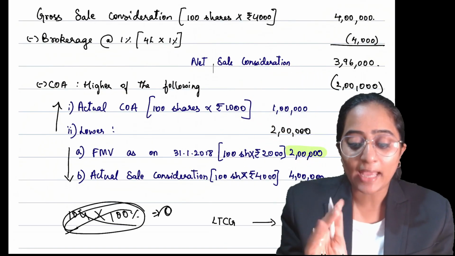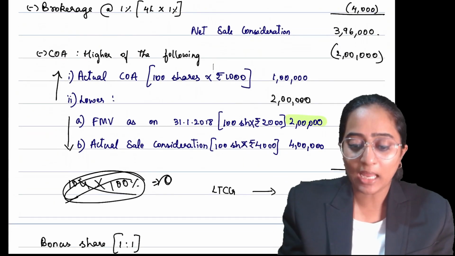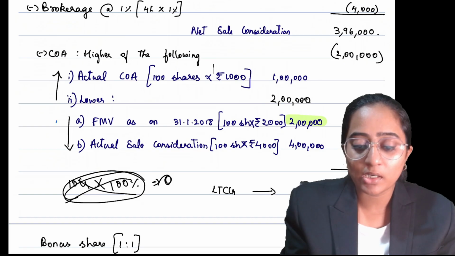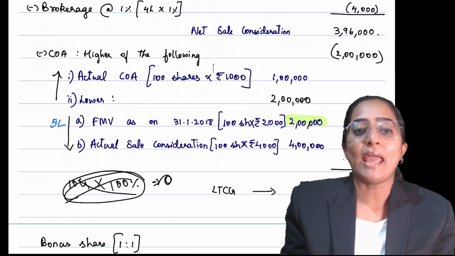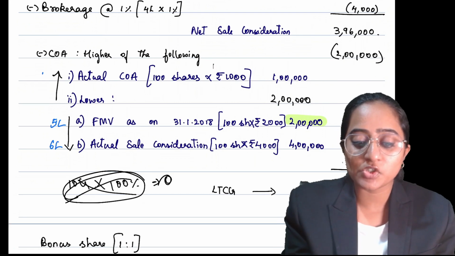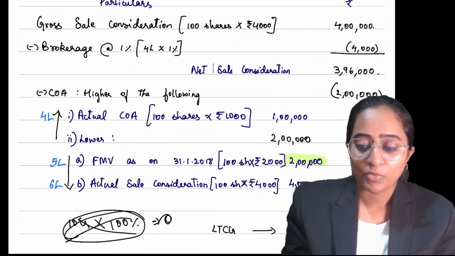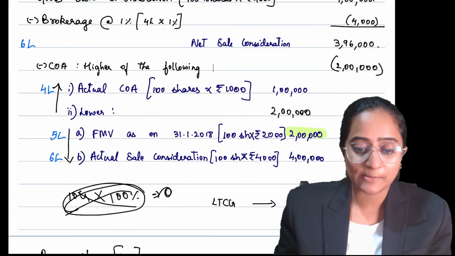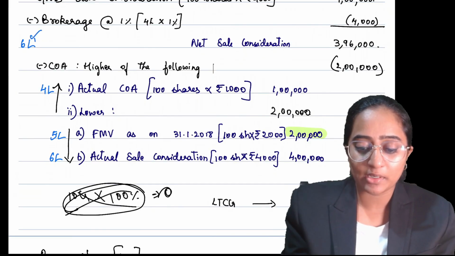Always remember, I'll take a different number over here for your understanding. Let's consider the fair market value is 5 lakh. Your actual sale consideration is 6 lakh. Your cost of acquisition is 4 lakh. Whatever sale consideration you're considering, the net sale consideration is, suppose, 6. The same thing has been recorded here, 6.